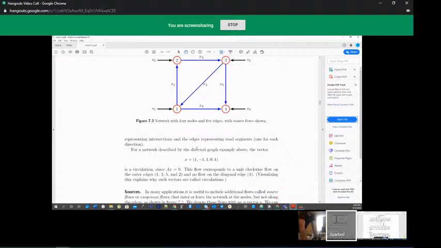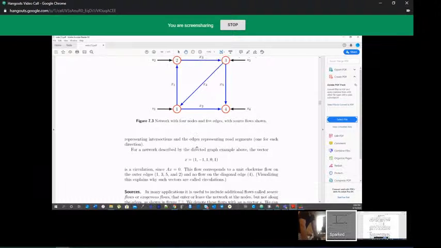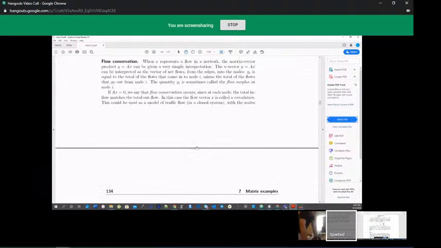So each row is a node. So you make four rows. Actually, they do give it to us. It's that one up there, right? Oh, it's this one.